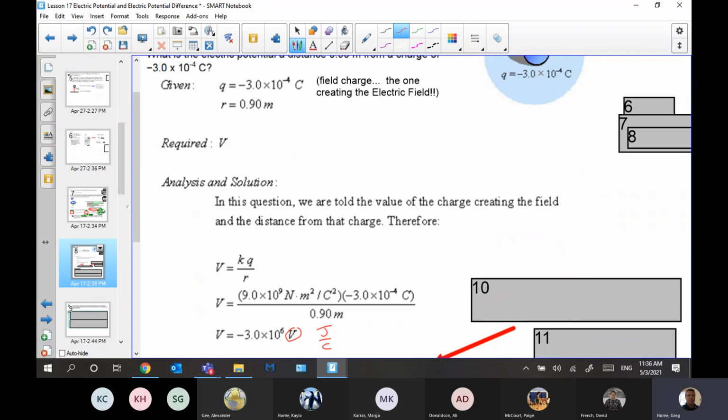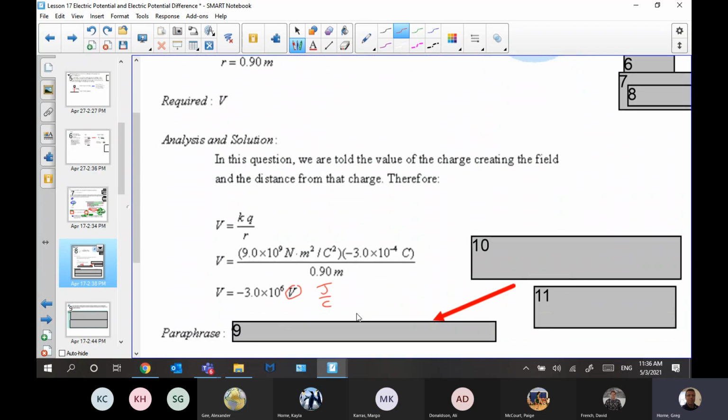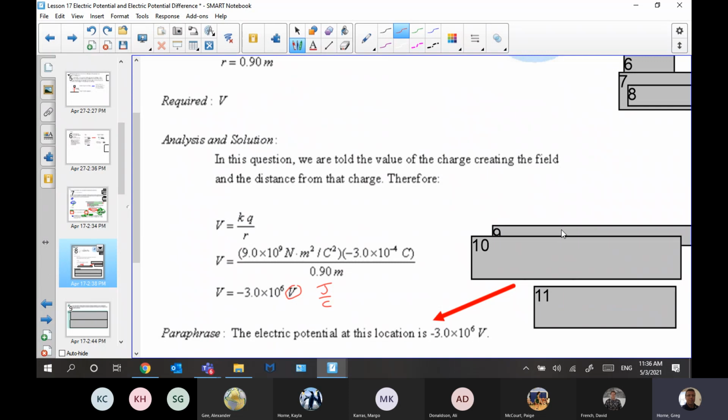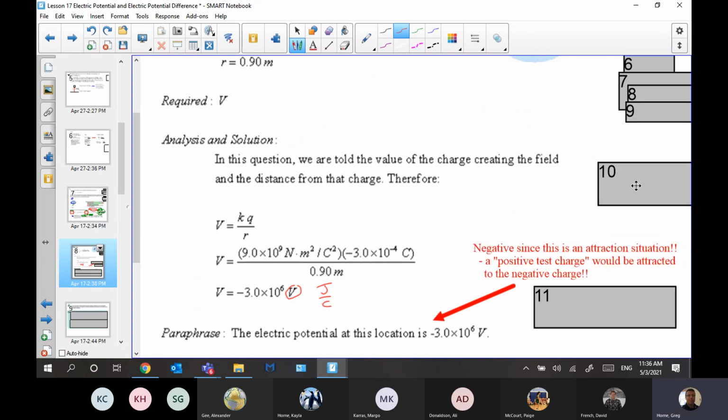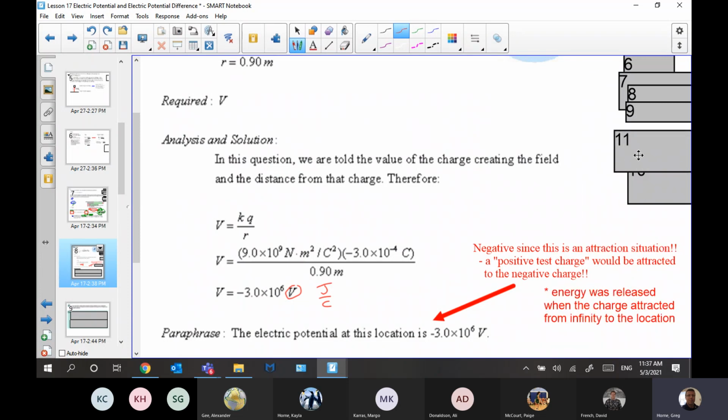It's just we're not thinking of this as meaning difference as much in this case. We're not saying potential difference. We're saying potential, period. It is a difference from 0 at infinity, but that's just not needed to be said every time, so it's not part of the definition. So electric potential is that much. I put that it's negative since it's an attraction situation. Energy was released when the charge attracted from infinity to that location, right?